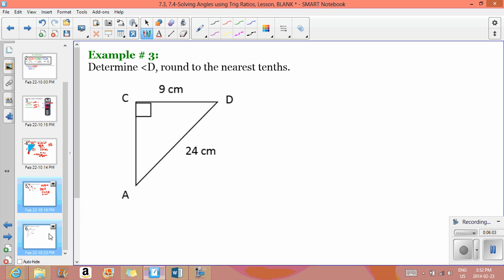And there's one more example, but I'm going to let you try this one on your own. This one is to solve for angle D and round to the nearest tenths. So angle D is right here. So you're going to try and solve for that, and we'll check that tomorrow in class.